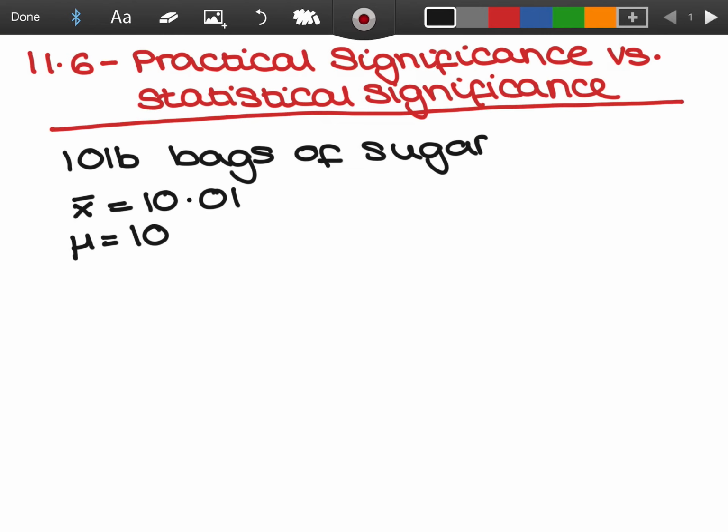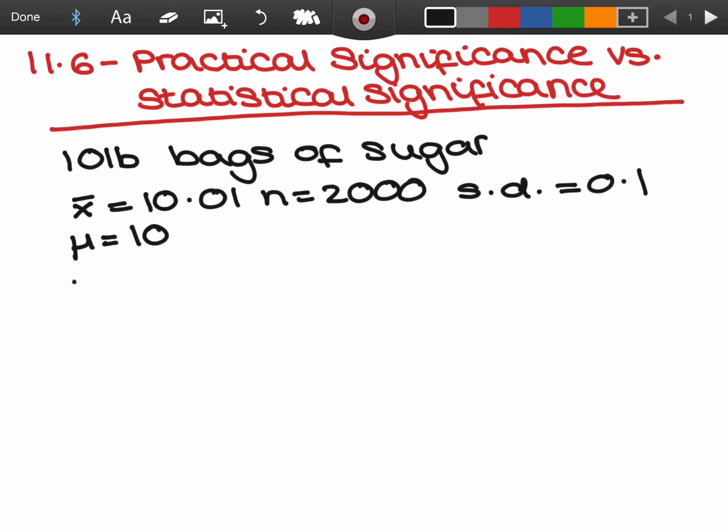And you've taken a sample of 2,000 bags, okay? And let's say that they also had a standard deviation of 0.1, okay? Just throw that standard deviation in there. If we test this, we want to see if the bags are actually filled to 10 pounds or not, okay? Is 10.01 pounds just too far away from that mean of 10 pounds? And can we no longer consider 10 pounds to be the actual mean, okay?